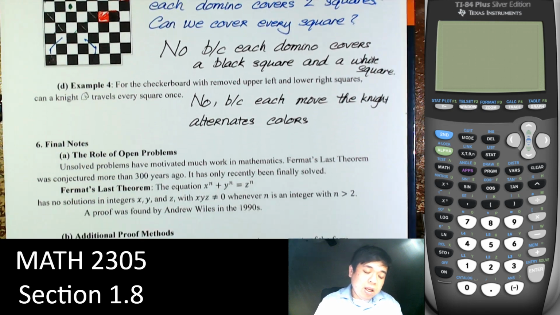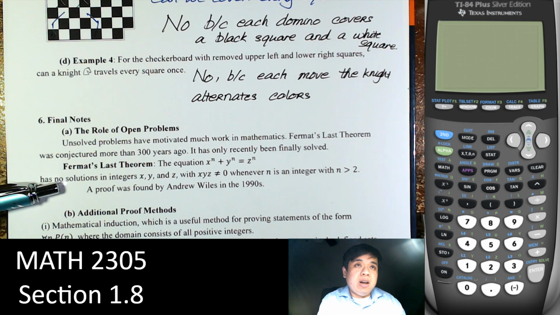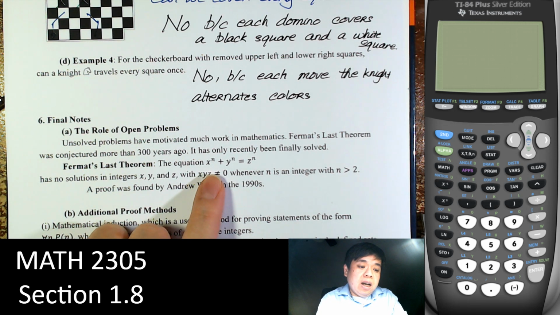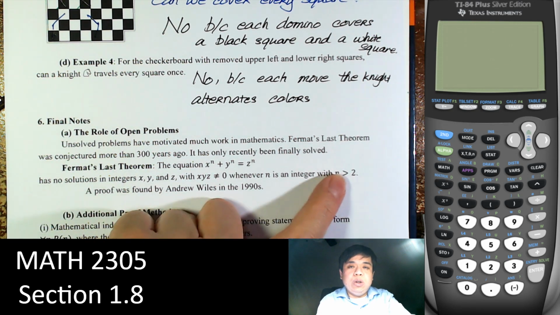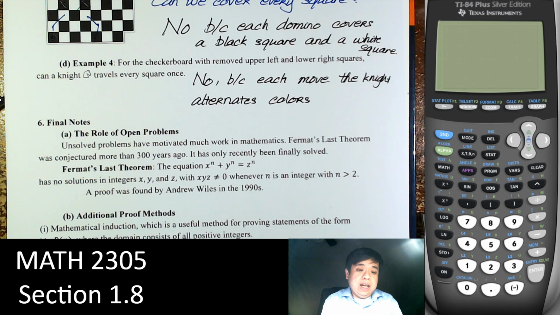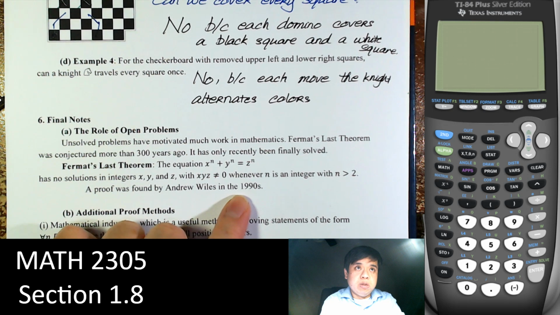Right. Now on the final note, like I said, proof is hard. Sometimes we have no solution, and this Fermat's last theorem says that there's no integer solution for x to the n plus y to the n equals z to the n when x, y, z are not all equal to 0, when n is greater than 2. And the proof is very difficult. That's why it took over 300 years before it was proven.